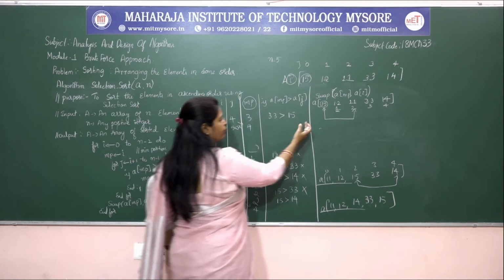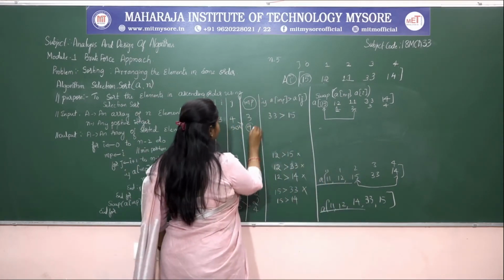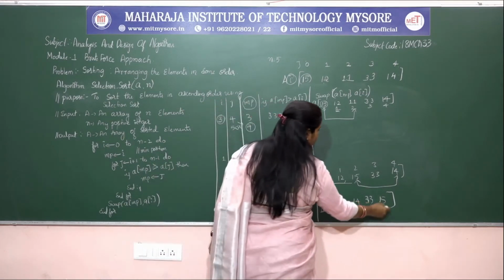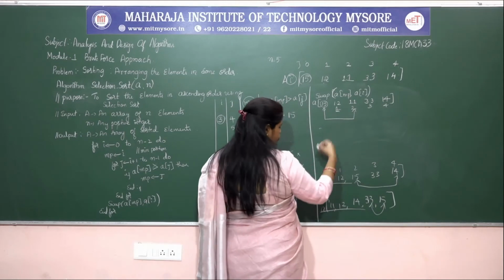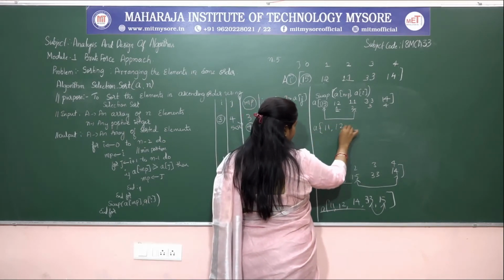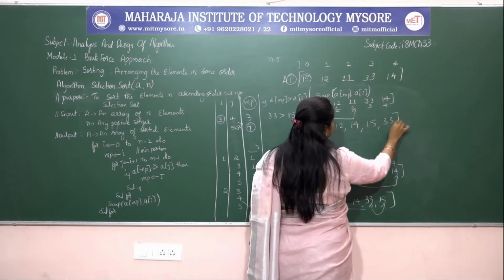Before going to the next step, we need to do the swapping between the fourth position value and the third position value. So these two elements get sorted. Swapped. Now the array elements are 11, 12, 14, 15 and 33.